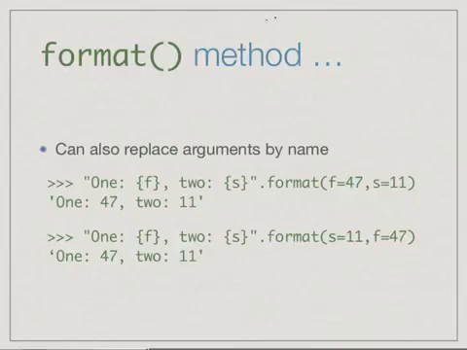So if I take these two things and I exchange them, so if I make f the second argument and s the first argument, and I pass it to the same string, then f will be correctly caught as 47 and s as 11. Right? So here we are using the name and not the position. So the order in which we have supplied the things to format doesn't matter.